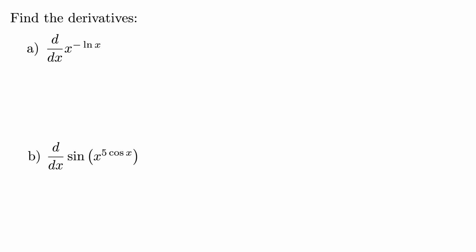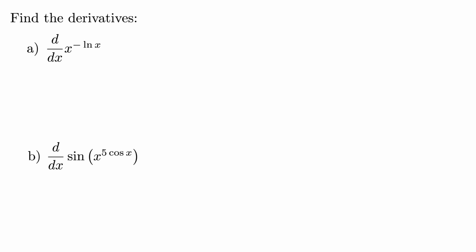Here are two derivatives to try on your own, but let's try them one part at a time. For part A, we have the derivative d by dx of x to the power of negative natural log x. You can use logarithmic differentiation here. That's what I'll use. You can also use the stacking method if that's more your style. But one way or the other, pause the video, work on this first one, and then we'll work it together and make sure we're getting the same thing.